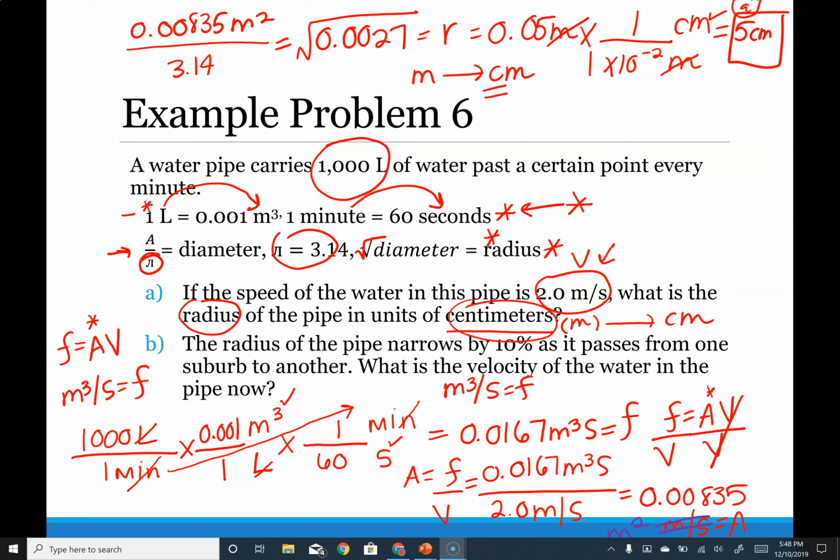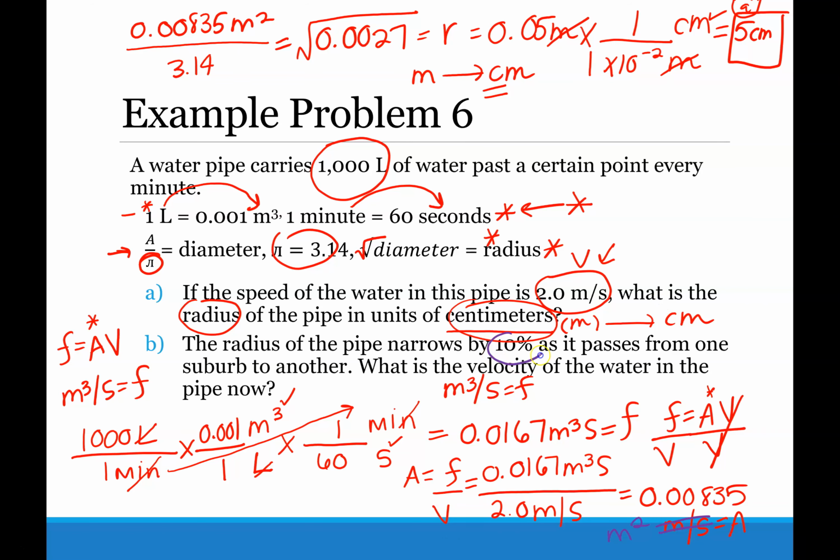In this video, we're going to work part B of example problem 6. So I did leave all of the writing for part A, that way we can go back and reference it because we're going to need some of those values here to work part B. Part B says if the radius of the pipe narrows by 10% as it passes from one suburb to the other, what is the velocity of the water in the pipe now?